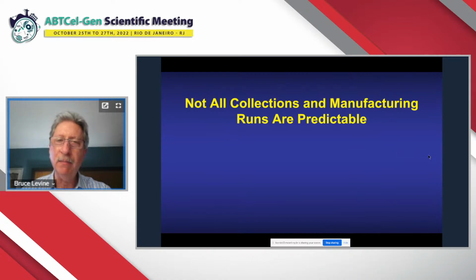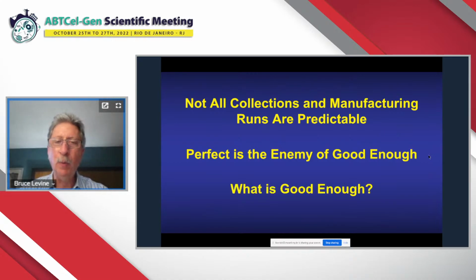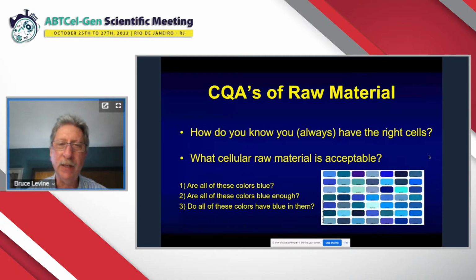And not all collections and manufacturing runs are predictable. I can share with you that perfect can be the enemy of good enough. And the question is, what is good enough? So let's talk about raw material. How do you know that you always have the right cells and what cellular material is acceptable? I think this applies to many different types of cell therapy.